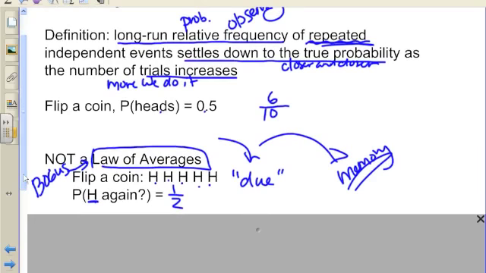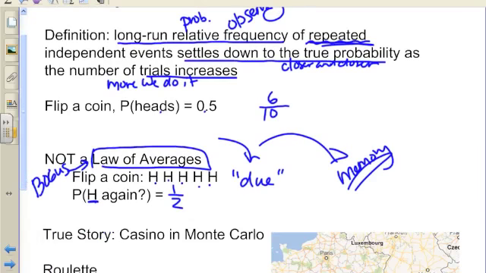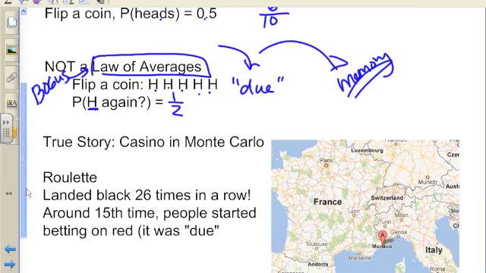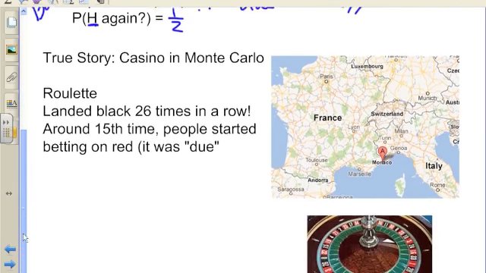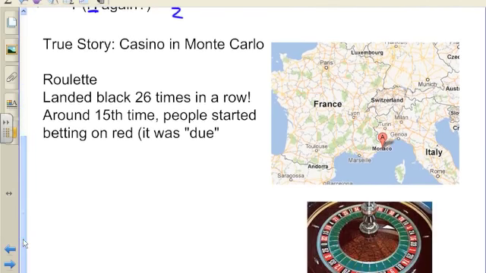Just as an example from real life, people think there's a law of averages. There was a casino in Monte Carlo, so I marked that on the map for you here. That's where Monte Carlo is, in Monaco. And they were playing this game called roulette. Here's a picture of a roulette wheel in case you haven't seen that before. You're really choosing between black and red. There's one green square, you can't even see it in that picture. So it's almost like flipping a coin, almost 50-50.